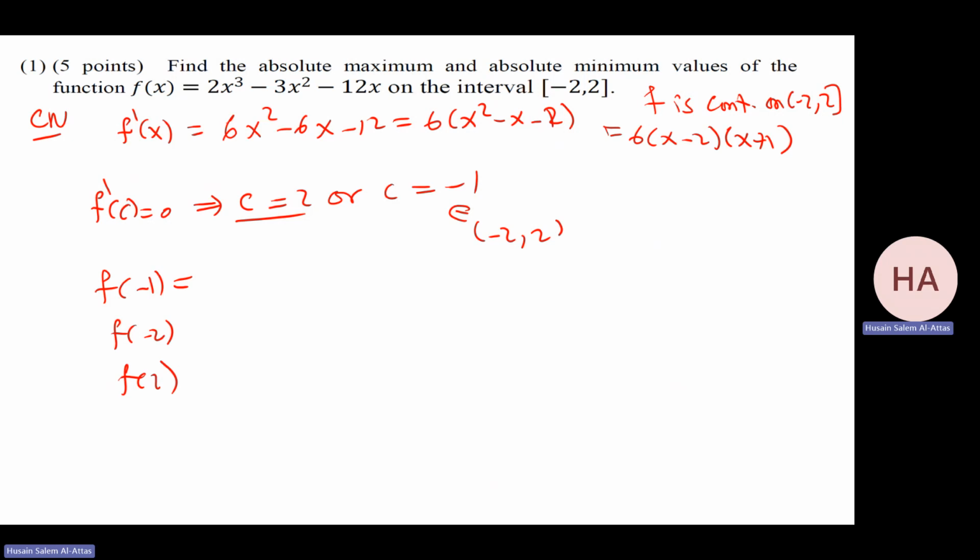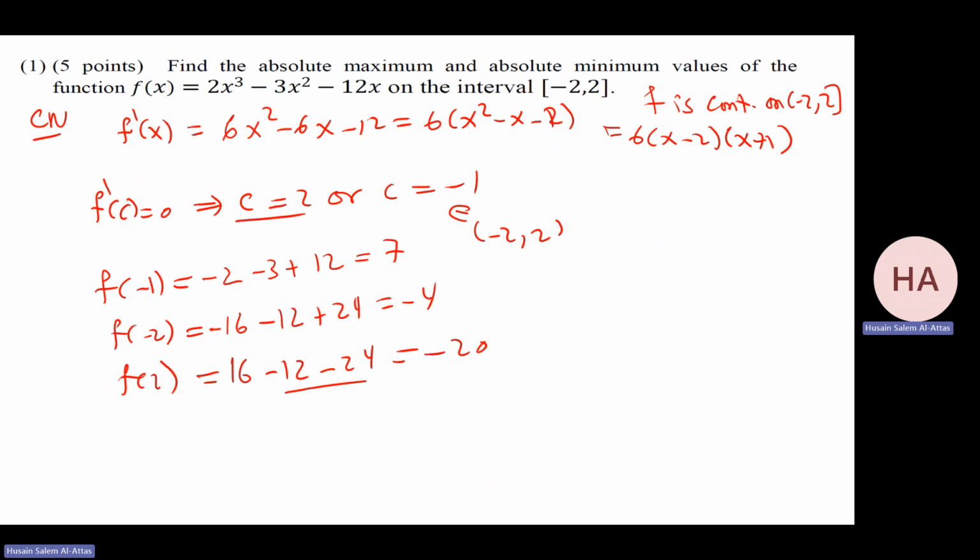F of minus 1 is what? Minus 2 minus 3 plus 12. That is 7. F of minus 2 is what? Minus 16 minus 12 plus 24. That is minus 4. F of 2 is 16 minus 12 minus 24 minus 36 plus 16 minus 20. Very clear. Absolute maximum is 7. Absolute minimum is minus 20.